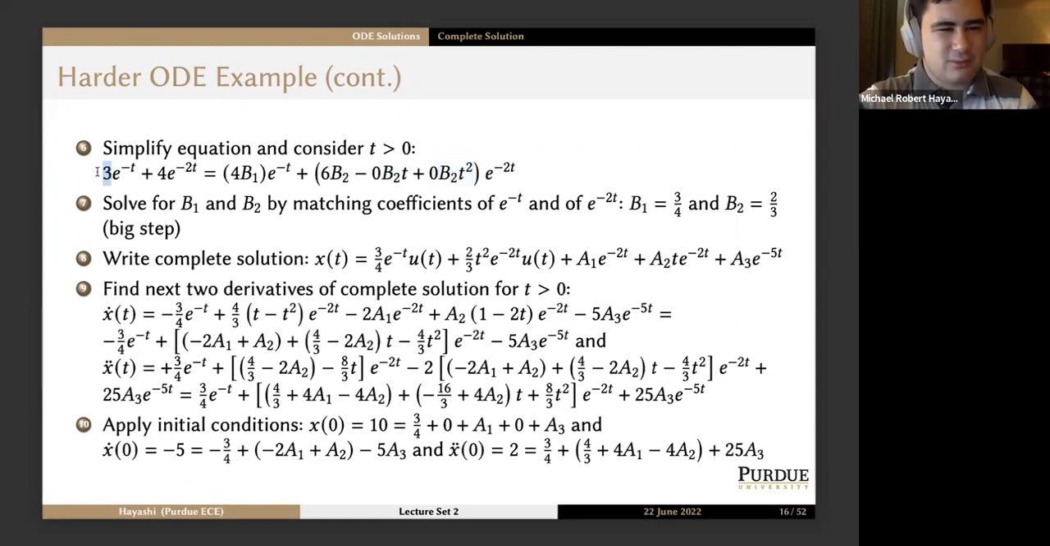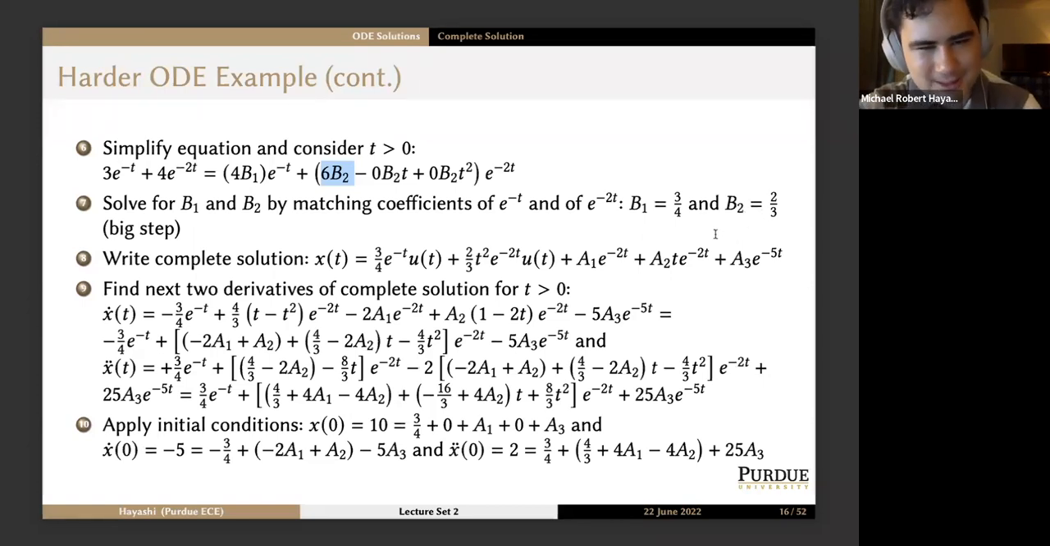So here we say 3 is multiplied by e to the minus t. So here we get that 3 must equal 4b1, or b1 is equal to 3/4. And that 4 should be equal to 6b2 by matching coefficients of e to the minus 2t. And we get b sub 2 is equal to 2/3.